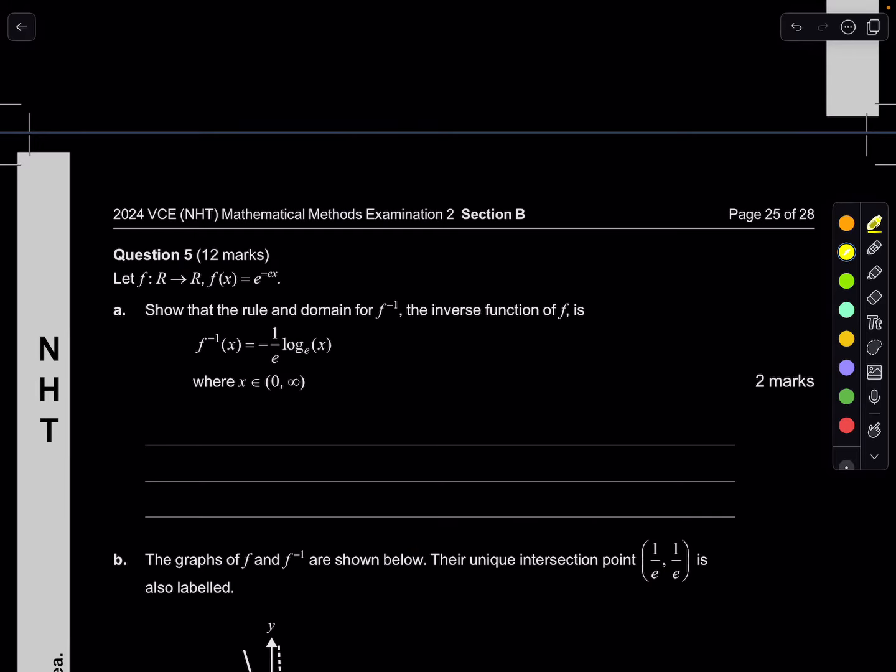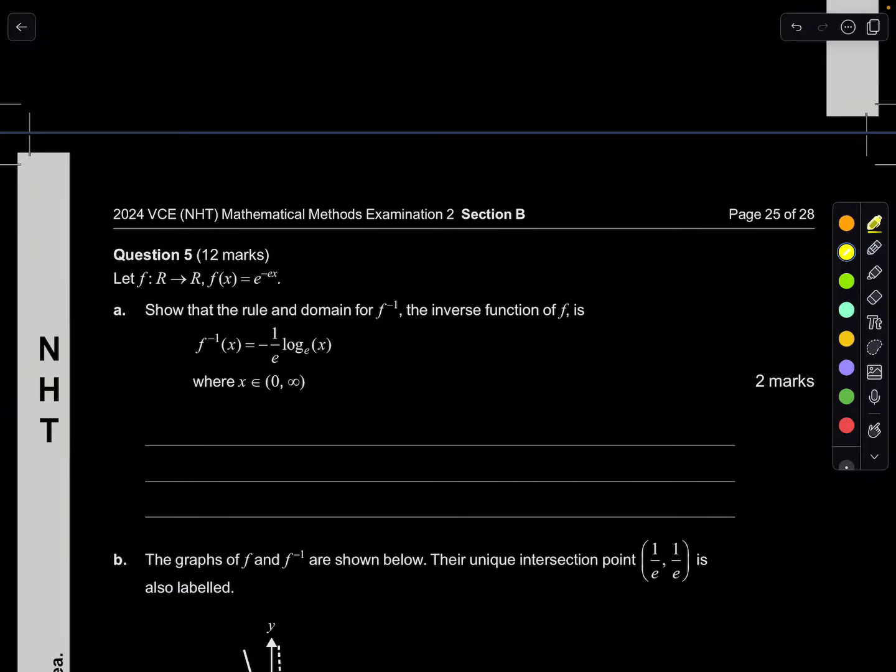All right, question 5. So let f be this, where f of x is this function. Show that the rule and the domain of the inverse of f is that, and where x is an element from 0 to infinity, so the domain. Because it's a show question, we'll do it by hand, and then we'll do it by CAS to show you how to do it on a CAS also.